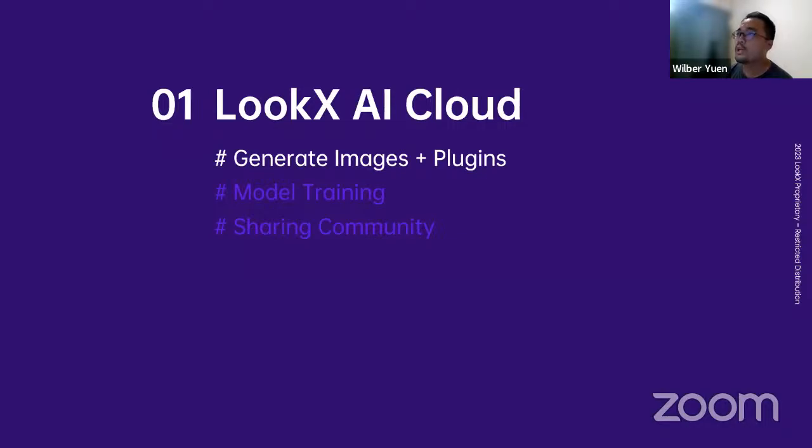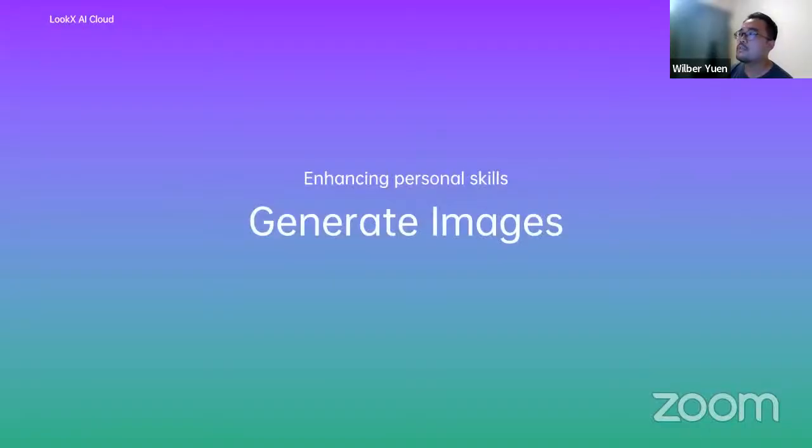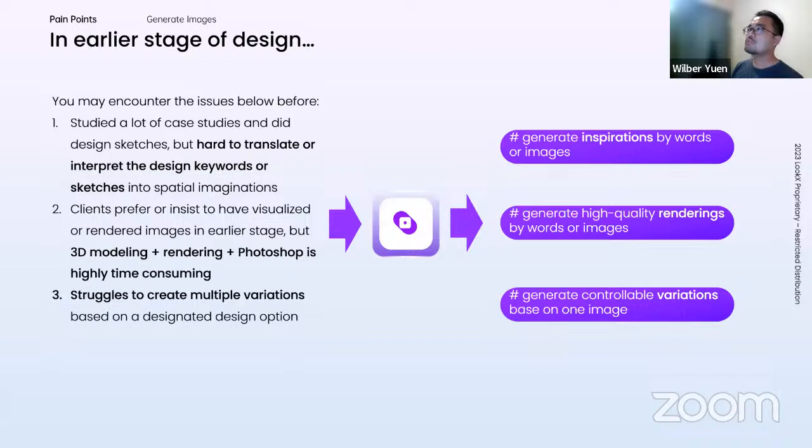So let me start with image generation first. I'm going to use three common scenarios to illustrate what we can do for designers. The first one is putting initial ideas into real image inspirations. Sometimes you have a very rough initial idea in your mind which is not very clear.